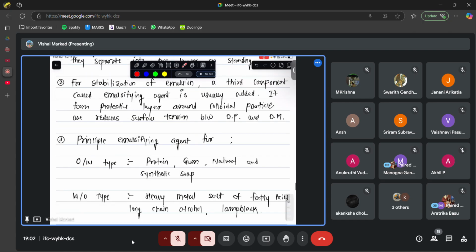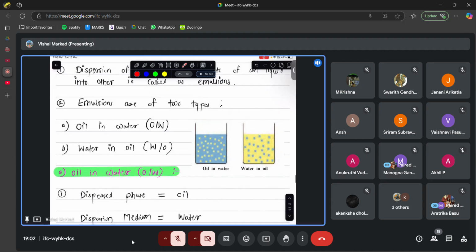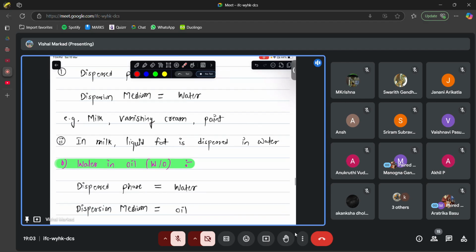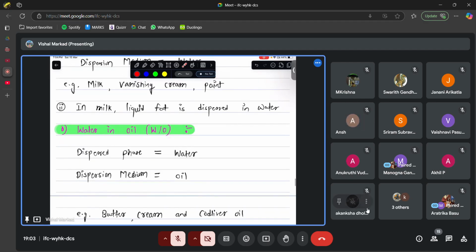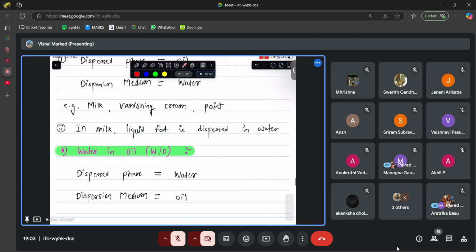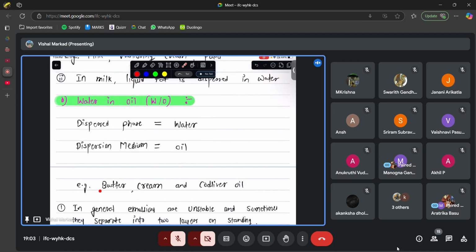So what you have to remember here, simple thing: what is emulsion? An emulsion is a dispersed colloid in which the disperse phase and the dispersion medium are both liquid. What are the types of emulsion? Oil in water, water in oil. Then you have to classify them: what is the disperse phase in oil in water and what is the dispersion medium. Same you have to say for water in oil, and one example at least. Milk is the example of oil in water, while the example of water in oil is butter. You remember.